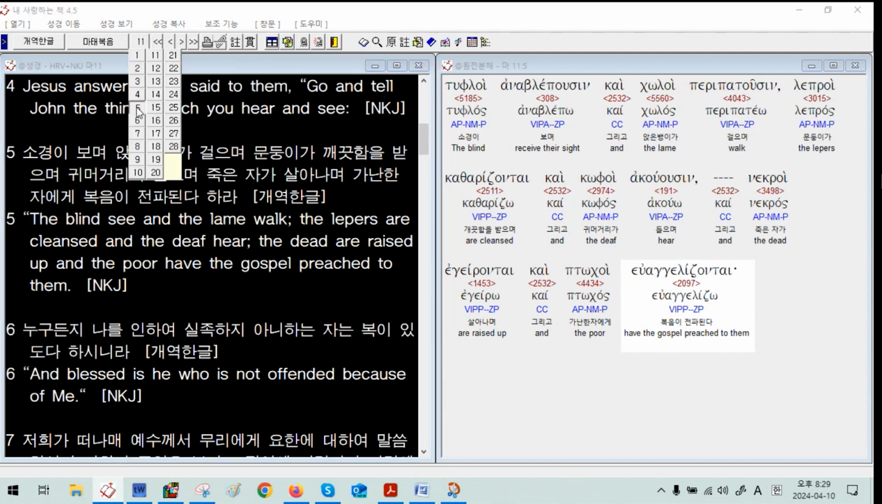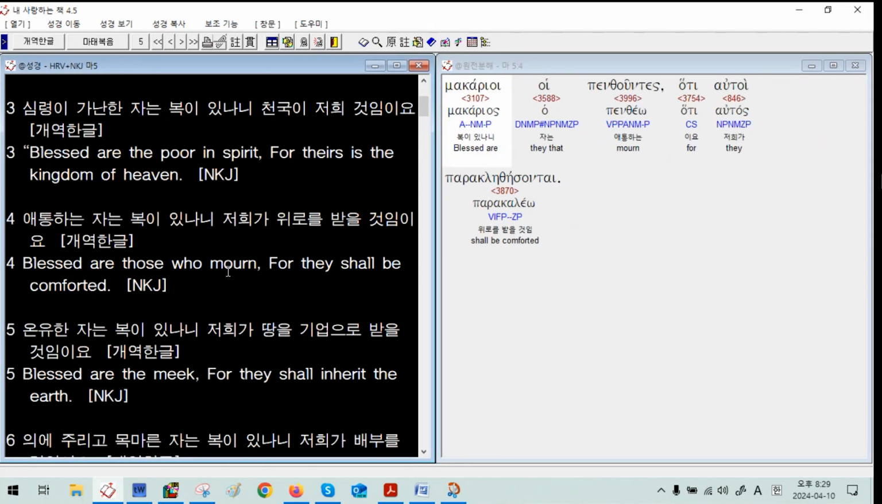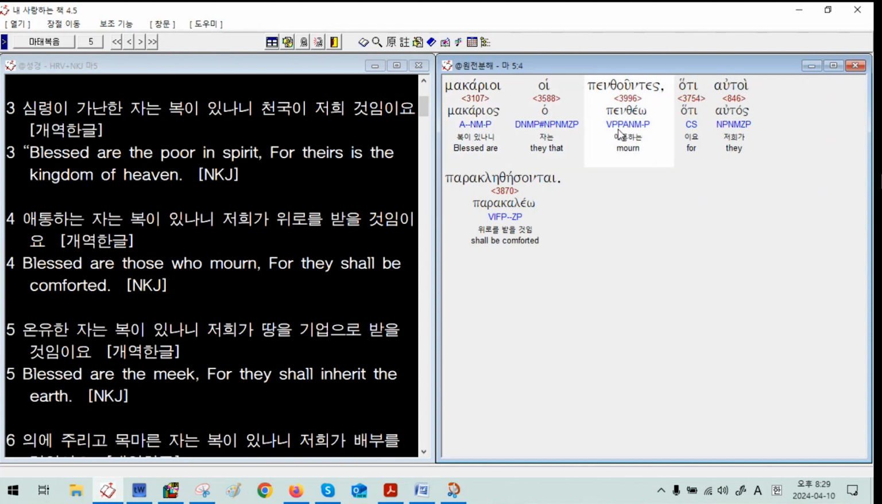Go back to chapter 5, the second one. Blessed are those who mourn. Look at the Makarioi, happy living, the living what? You see the present participle. Then it is a mourn, right?